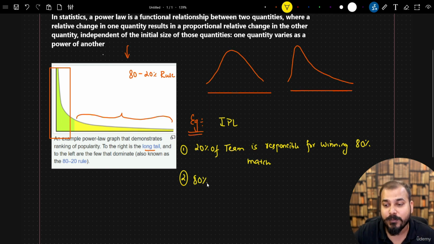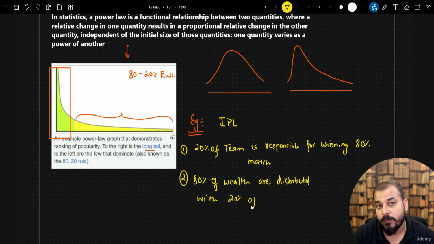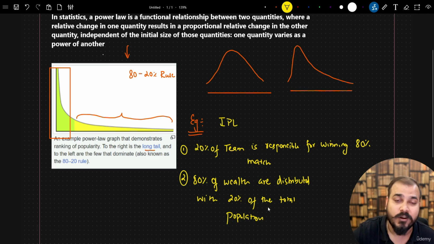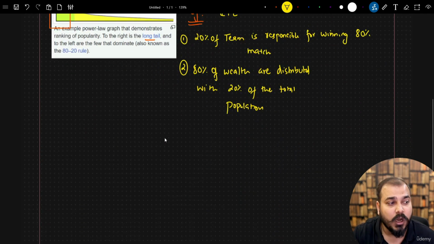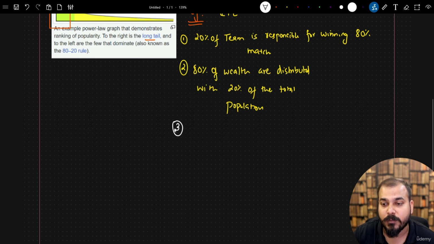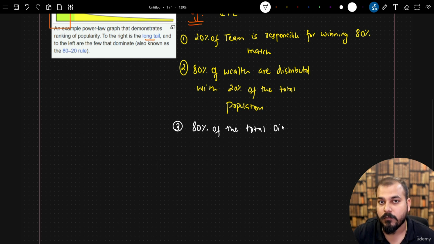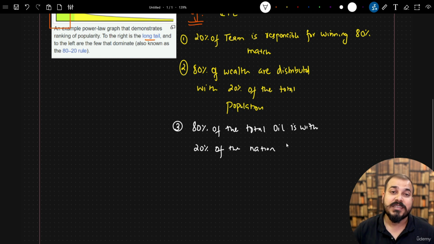Now the second example can be that 80% of wealth is distributed among 20% of the people, say 20% of the total population. So this can also be a very good example that may follow this kind of distribution called the power law distribution. Let's talk about the third example. You can say 80% of the total crude oil is with 20% of the total nations, right? So this can also be a perfect example for understanding the power law.